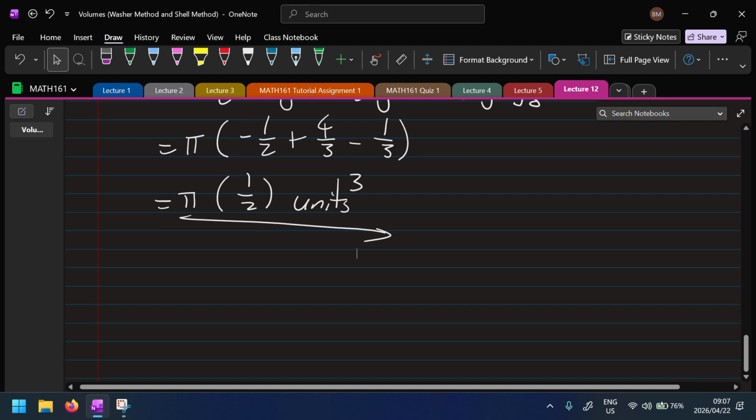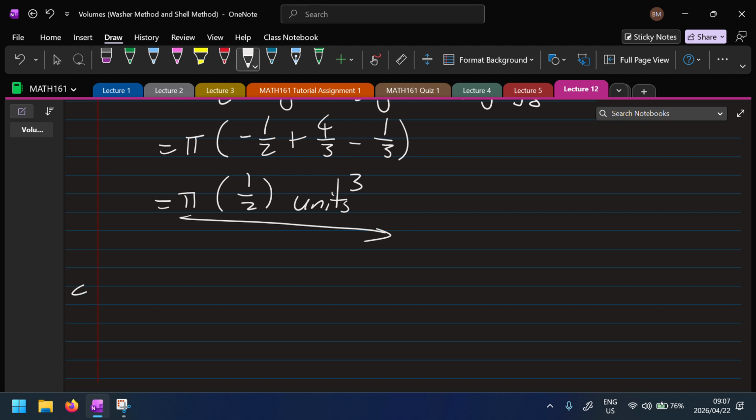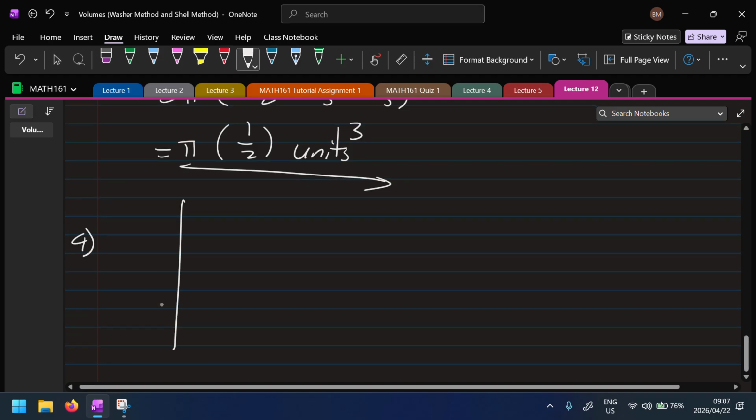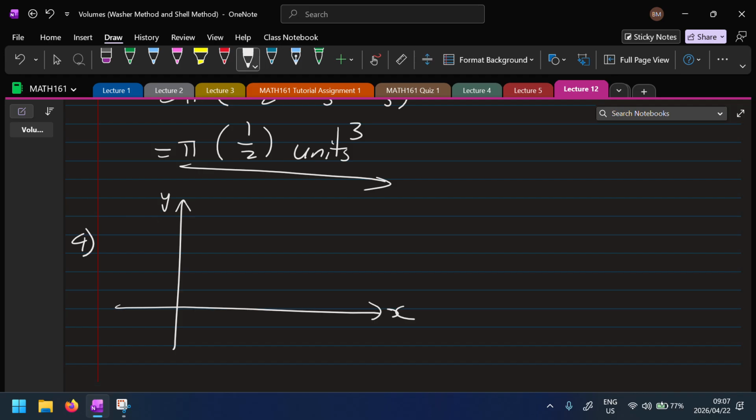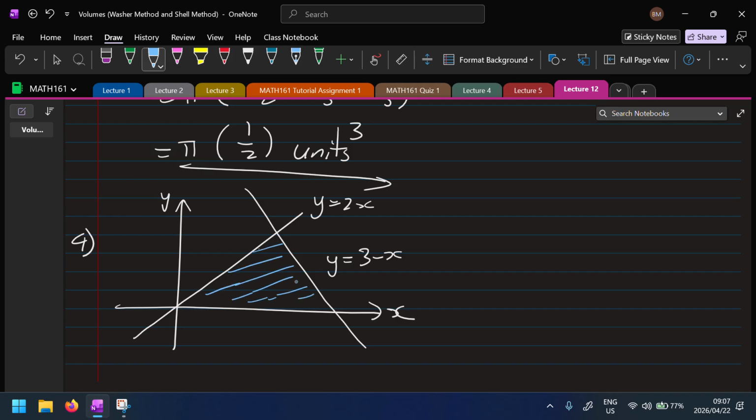Last one for the washer method, then we'll have a look at the shell method. So we have the following setup here. We have y equals 2x, y equals 3 minus x, and we're looking at this part over here. We want to rotate this around the y-axis.